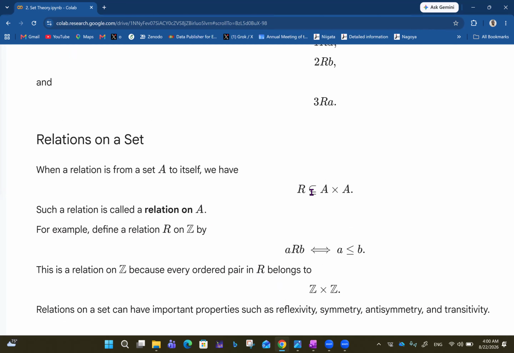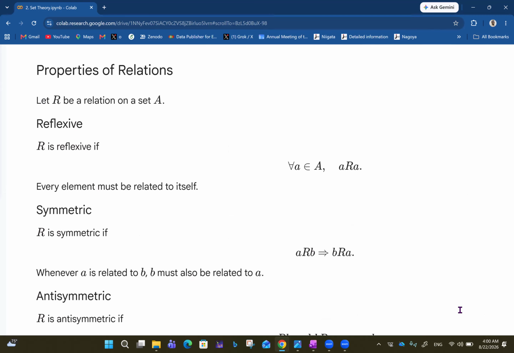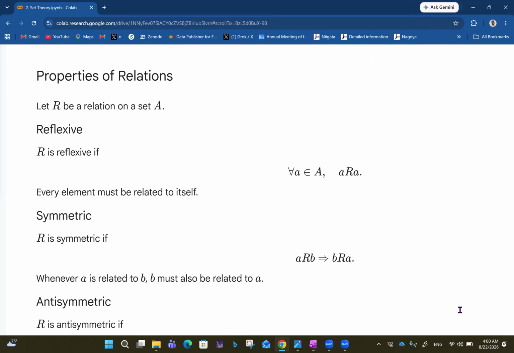So talking about relations on a set, when a relation is from a set A to itself, we have R is a subset of A cross A. Such a relation is called a relation on A. So for example, define a relation R on Z by a is related to b if and only if a is less than or equal to b. So this is a relation on the integers, because every ordered pair in R belongs to Z cross Z. Relations on sets can have important properties such as reflexivity, symmetry, antisymmetry, and transitivity.